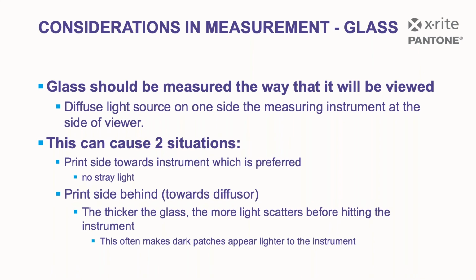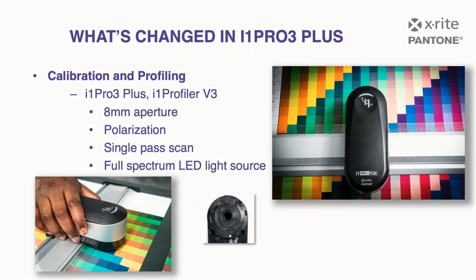So I've talked a lot about materials and how to measure them, and things to worry about. So I'll just give you a quick little story here about what the i1 Pro 3 Plus is. This is a relatively new instrument from X-Rite, and it's designed specifically to answer a lot of the problems we talked about. Large aperture, it offers polarization, doesn't require it, but offers that as an option, and it's built into the kit.